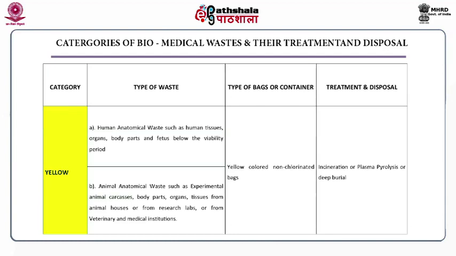Also include animal anatomical waste such as experimental animal carcasses, body parts, organs, tissue from animal houses or from research lab or from veterinary and medical institution. For that, the type of bag or container we require is yellow colored non-chlorinated bags, and for treatment or disposal, incineration or plasma pyrolysis or deep burial.